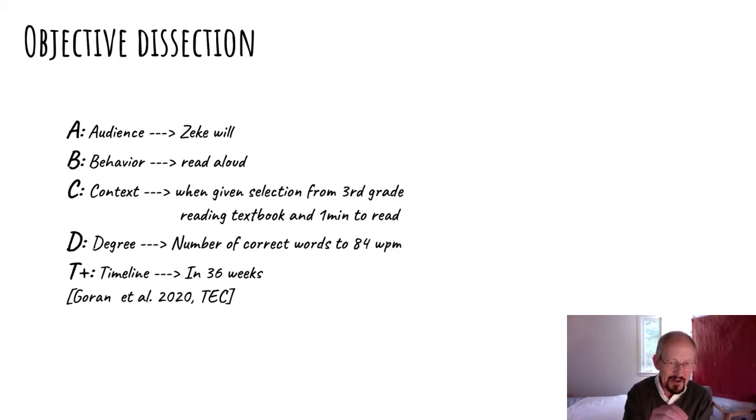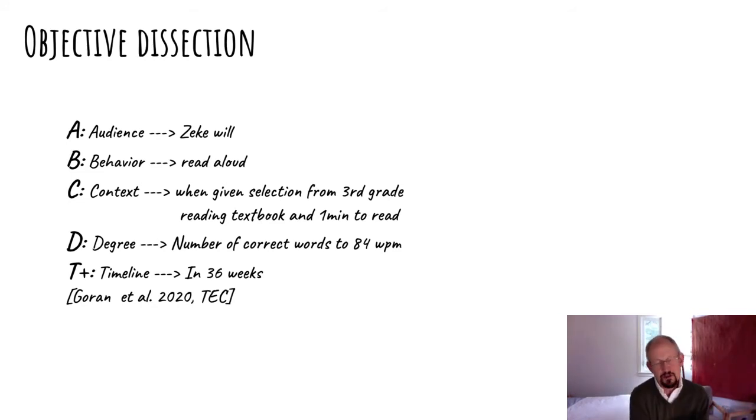So that's kind of the context and a bit of the methodology, right? D, degree, which is basically the benchmark in part, which is the number of correct words, 84 words per minute. And then T plus is the timeline, right? Over what period of time? In 36 weeks, that's what Zeke will achieve, okay? So that's a kind of a nice structure, right?